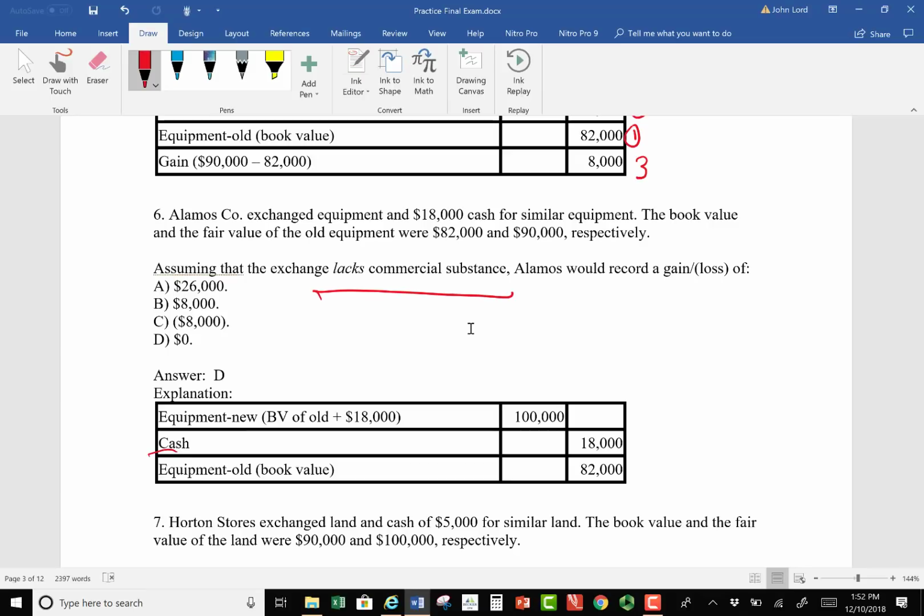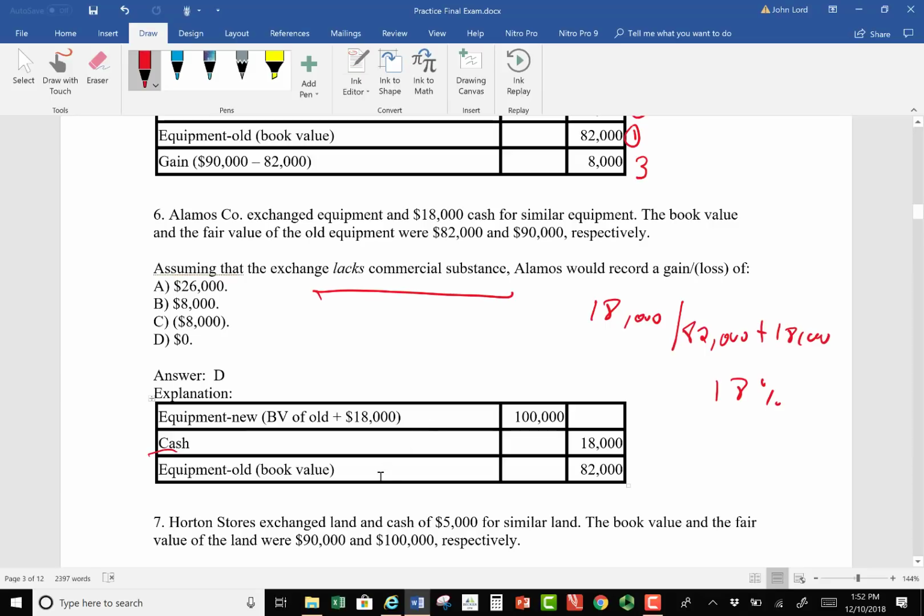If it lacks commercial substance and I paid the cash, I'm not going to recognize the gain unless the cash constitutes 25% or more of the total consideration, which in this case it does not because the cash is 18,000 and we gave up consideration of 82 plus 18. So it only constitutes 18% here. And since it's less than 25, the company paying the cash will not recognize the gain, right? If we were the company receiving the cash, then we would have to take 18% of whatever the gain was. Okay.